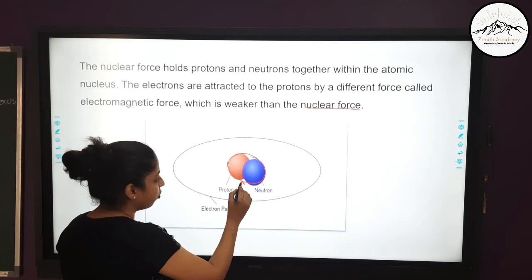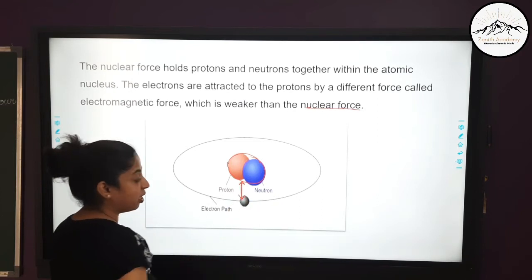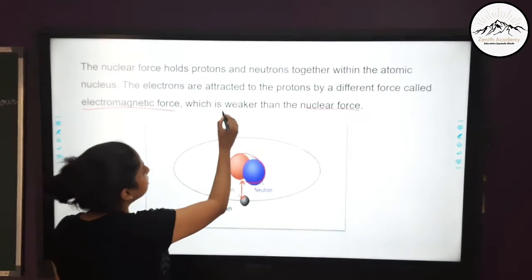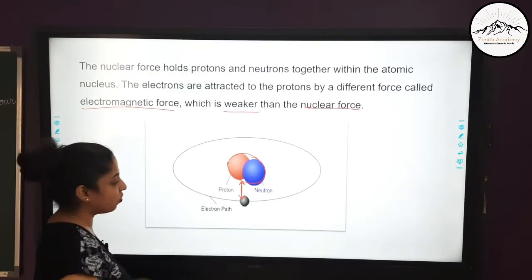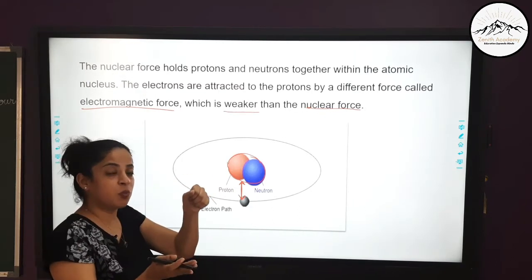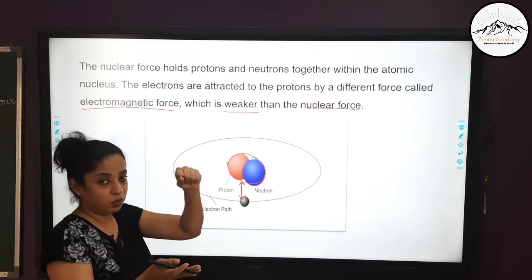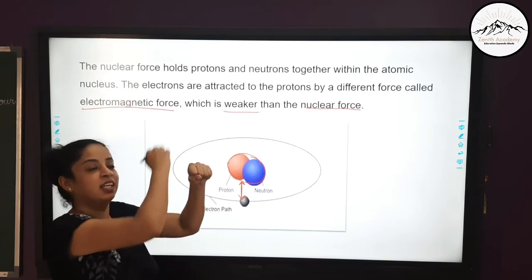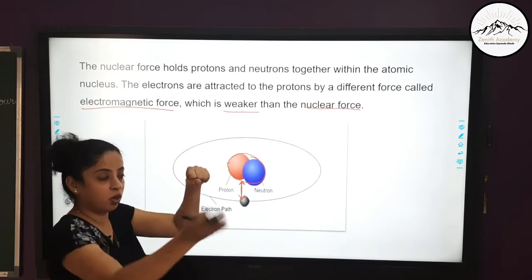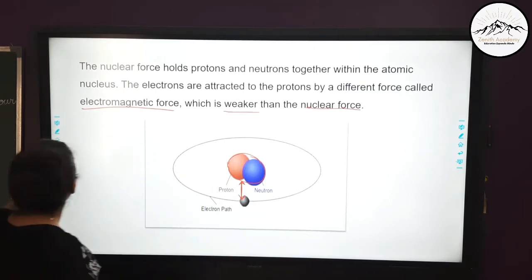There is also some force between nucleus and electrons, and this force is electromagnetic force, and this force is weaker than the nuclear force. That is why the electrons do not bump into the nucleus, but there is a small force between the nucleus and the electrons, and that is the reason it keeps on rotating in the orbits of fixed energy and doesn't go away or come in, right?